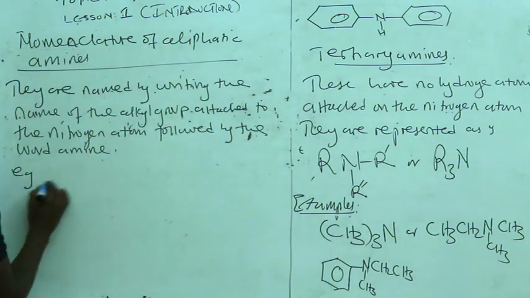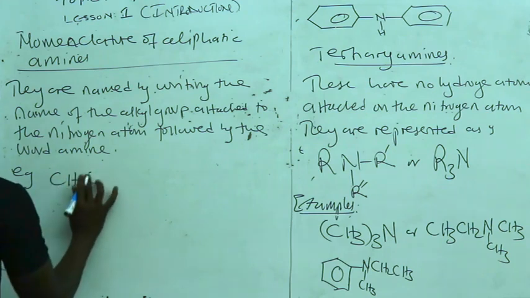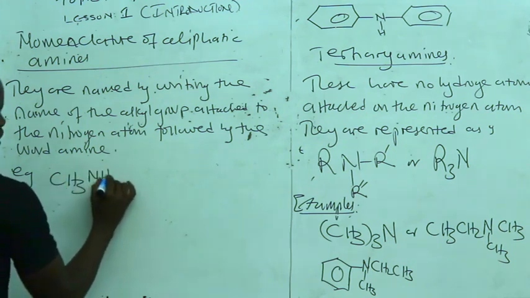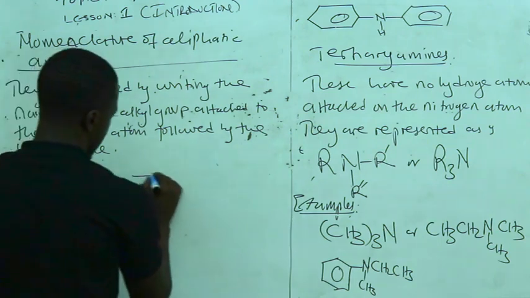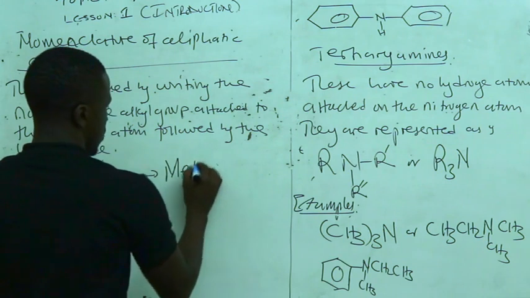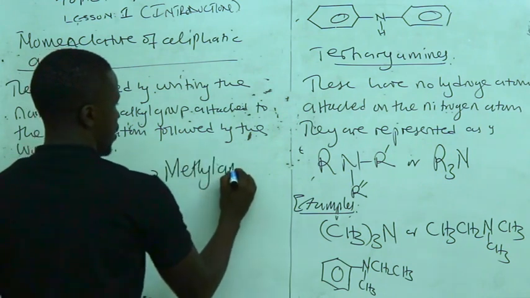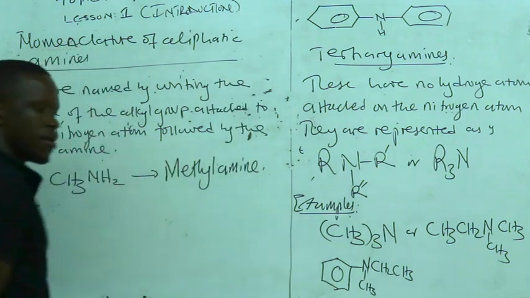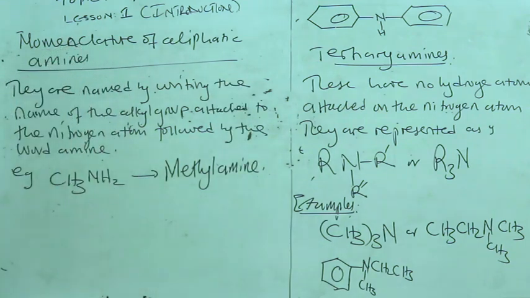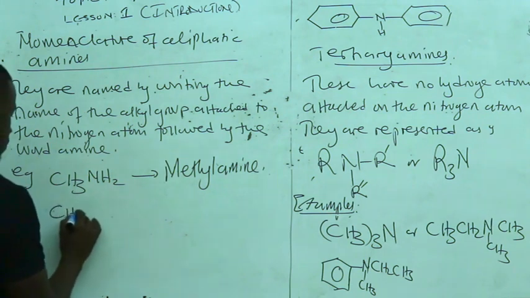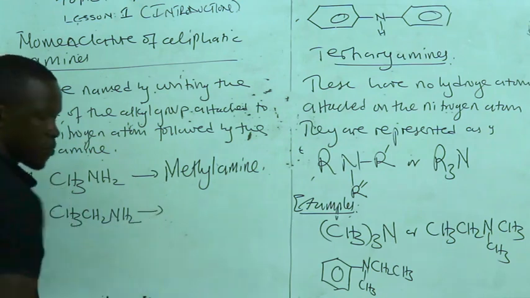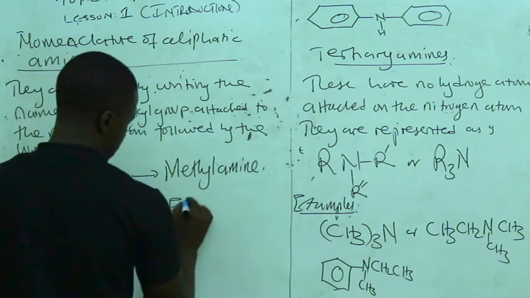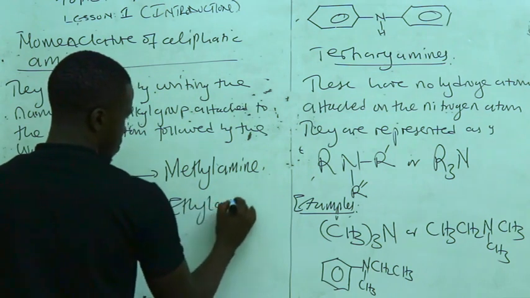Example, I could have CH3NH2. The alkyl group attached to the nitrogen is called a methyl. And so the name would be as simple as methyl amine. If it is longer, then this would be ethyl amine.